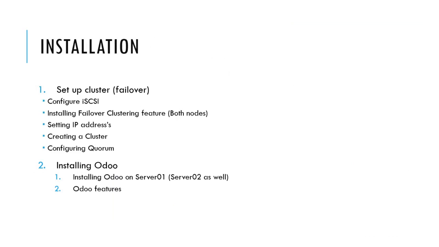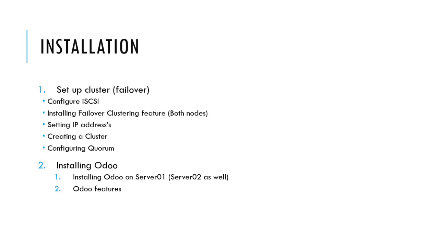In the installation, we're going to set up a cluster. First, we're going to configure iSCSI and then install the failover cluster feature on both nodes, which are server 1 and server 2. And then we're going to set up the IP addresses, create the cluster, and configure the quorum. Then we're going to install Odoo.